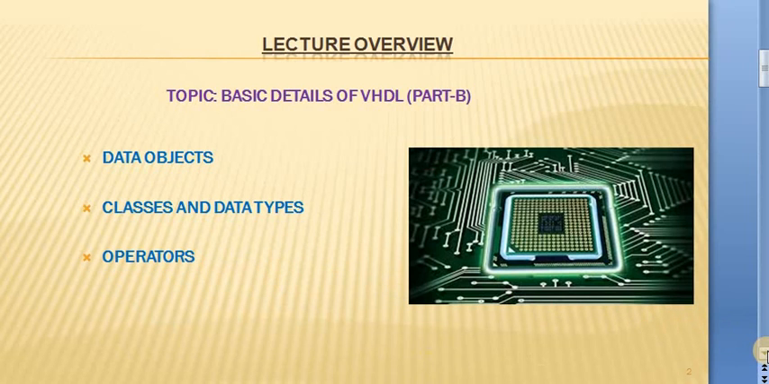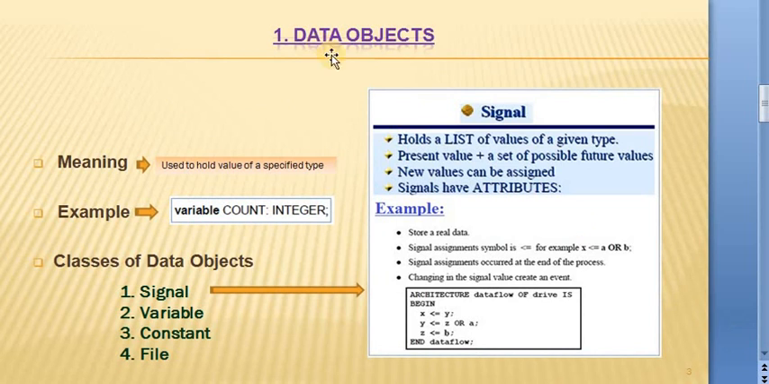As you see on the slide, the first topic of today's lecture is data objects. So what are data objects? The definition says that the data objects are those components of VHDL code which are used to hold a value of a specified type. So it is basically created by means of an object declaration. Let's see one example. As you see, a count data object is created which is a variable and returns the integer value in the code.